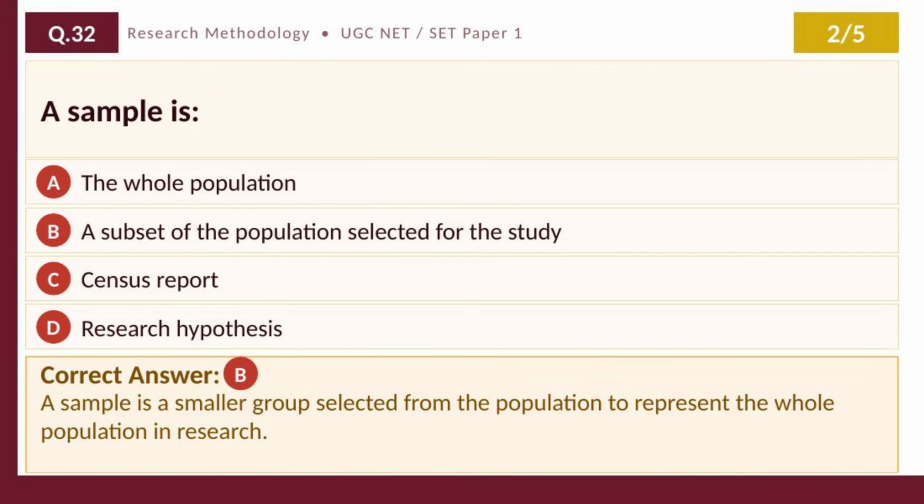What is a sample? A sample is a representative subset of the population selected for a study. Because studying an entire population is often impractical due to constraints, researchers carefully select a manageable group to represent the larger whole and yield reliable, generalizable findings.